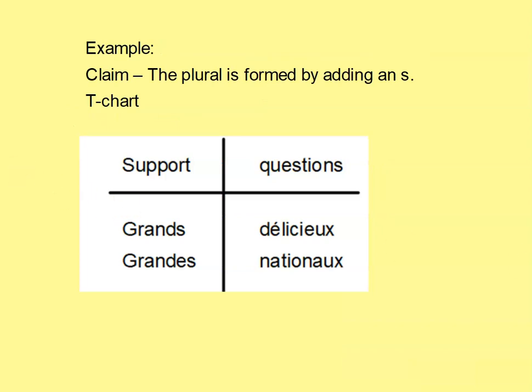I find with this one, a T-chart works best. All right, so you've got your claim, your support, and your questions, okay? So claim, the plural is formed by adding an S. You make a little T-chart of it, give students a list of words and have them identify any patterns that they see. And if something doesn't fit the pattern, keep pushing the students to adjust their mental model of the rule, okay?